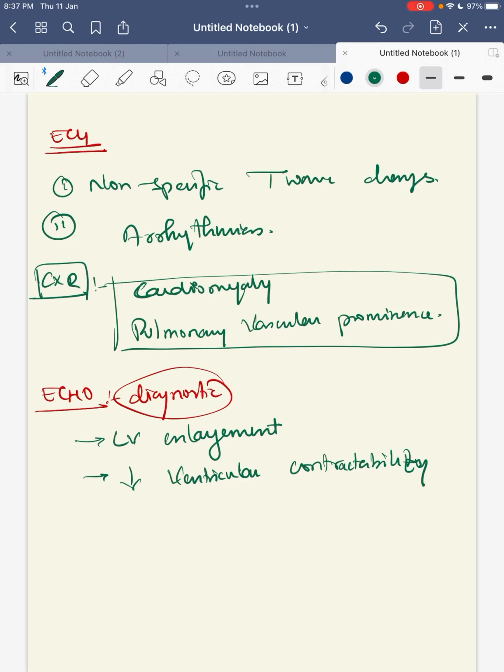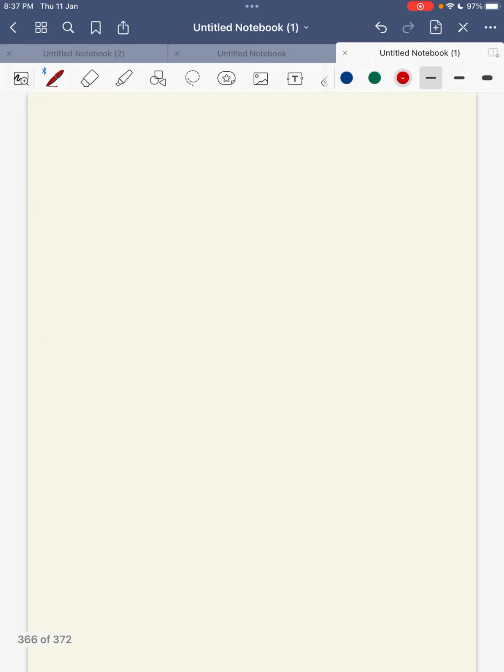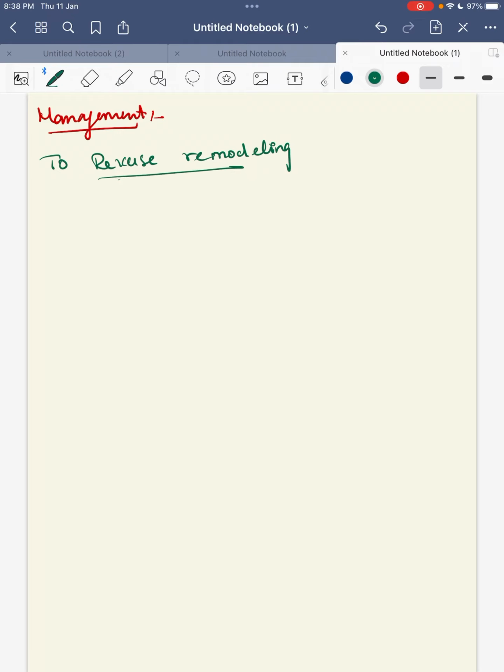I've told only the main points that you can write in your exam. Okay, I've not gone into very detailed ones. Next, going on to its management. So, to reverse the cardiac remodeling, you have to use drugs. So, what are the drugs that reverse the cardiac remodeling? One is ACE inhibitors, or you can use ARBs.